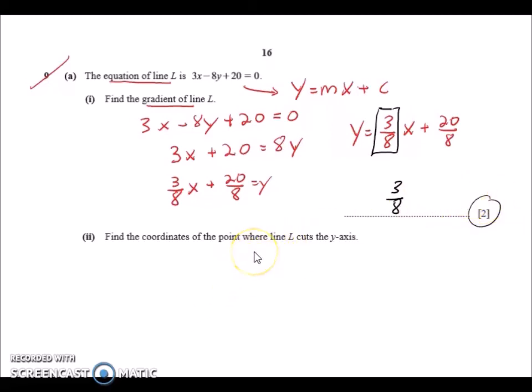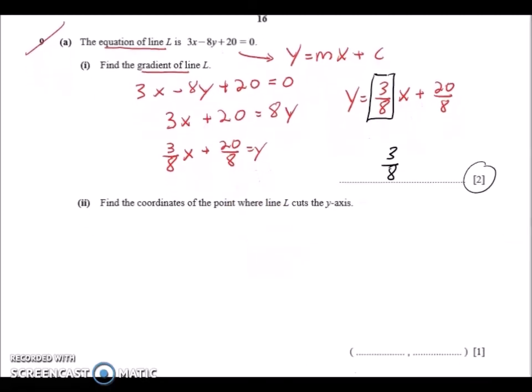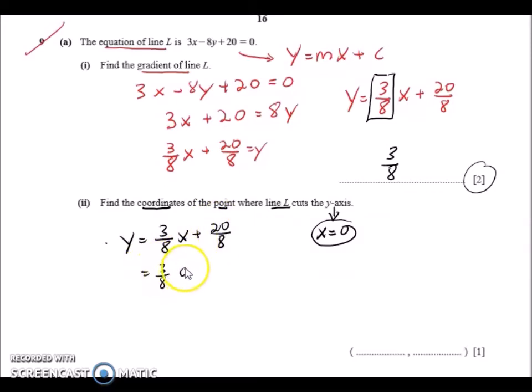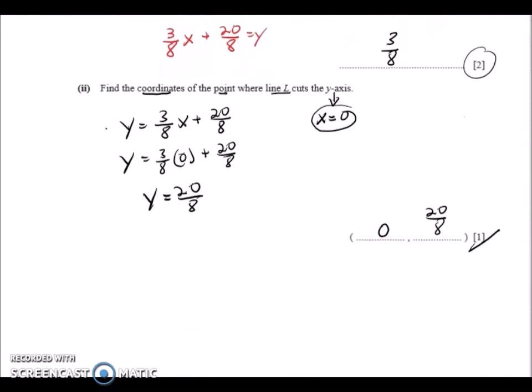Now I'll scroll down a little bit. Here we have: find the coordinates of the point where line L cuts the y-axis. If it cuts the y-axis, it means the x here will be 0. So we can use the equation that we found just now, or we can use this equation here. When your x is 0, your y will be equal to 20 over 8. So it will be (0, 20 over 8). So that's 1 mark here, guys. Okay, we scroll down and we go to the next question.